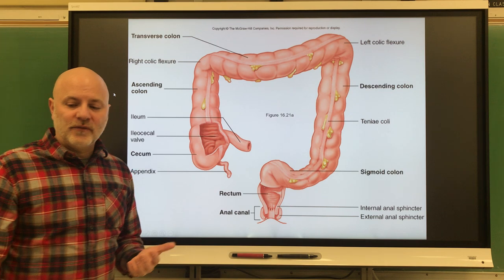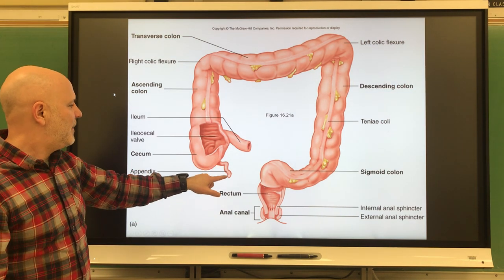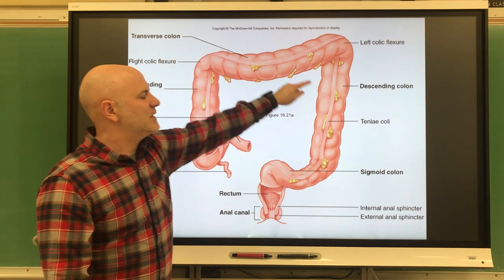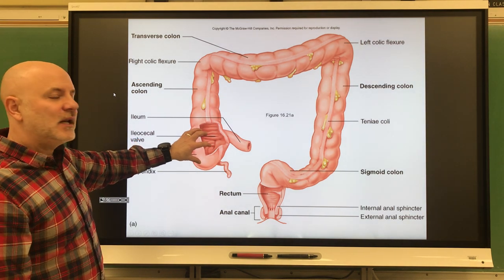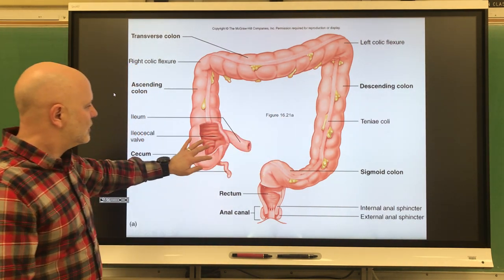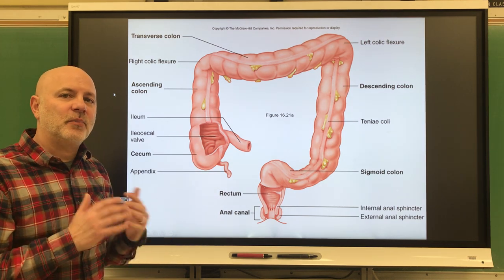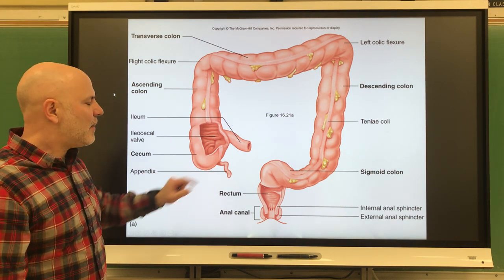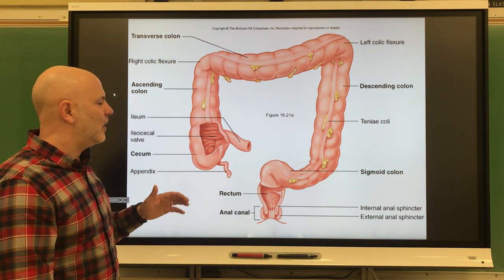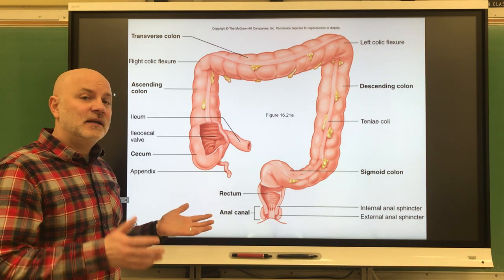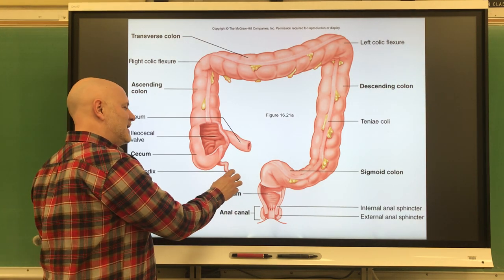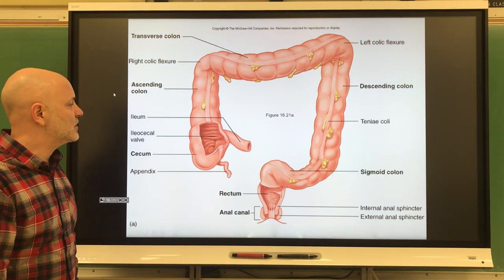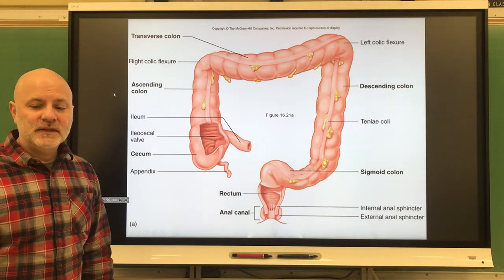Now with us, we have a few of these. One is our appendix. Our appendix is a remnant of a much larger cecum, which is a sac off our large intestine. If we look at organisms that eat a lot of plant matter, that cecum is very large, and it's there to house bacteria to break down plant matter so they can get more energy from the plant matter that they eat. What happened with humans is our ancestors went from strictly eating plants to eating plants and animals. And that cecum reduced in size to what it is today, and that's what the appendix is, a remnant of a much larger cecum. And now all it can do is kill you.